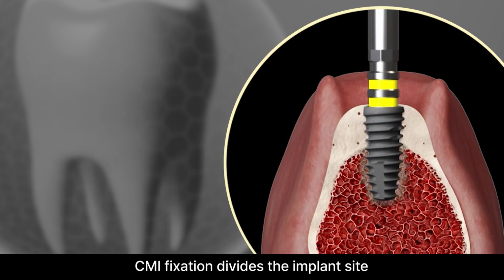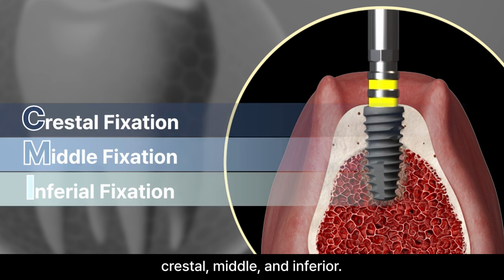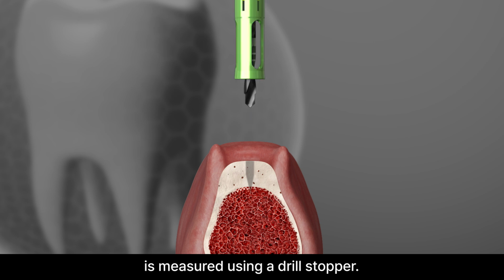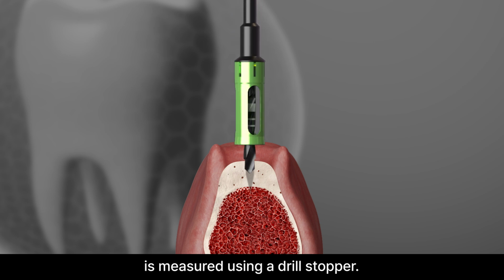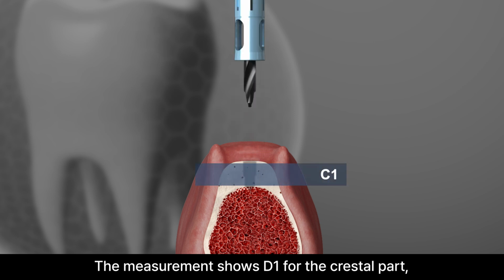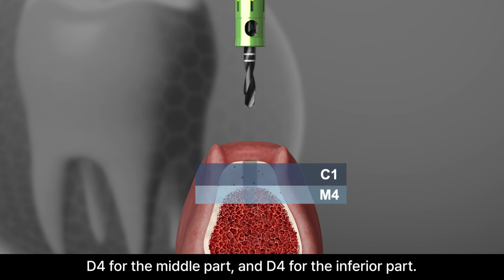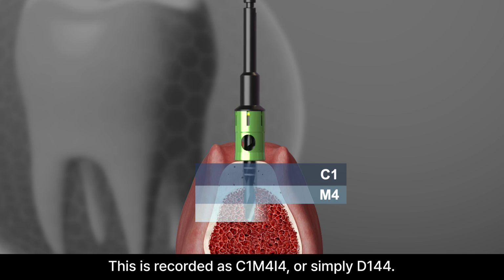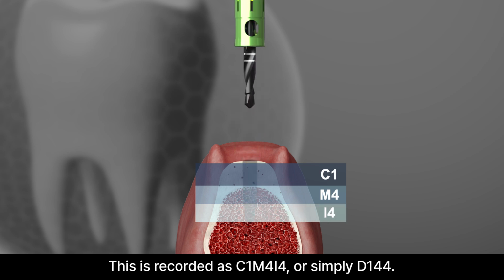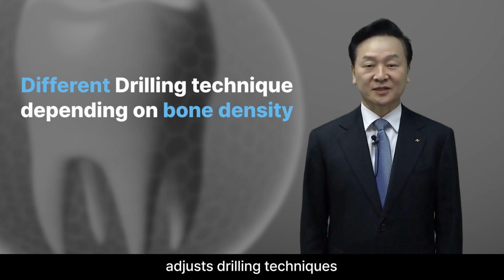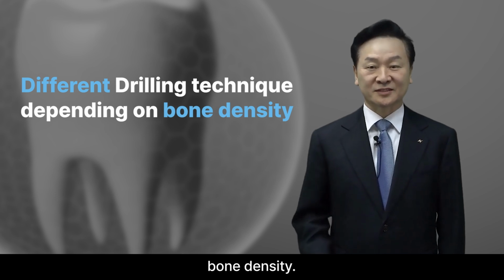CMI fixation divides the implant site into 3 parts: crestal, middle, and inferior. Bone density at each part is measured using a drill stopper. The measurement shows D1 for the crestal part, D4 for the middle part, and D4 for the inferior part. This is recorded as C1M4I4, or simply D144. The CMI drilling protocol adjusts drilling techniques based on the measured bone density.